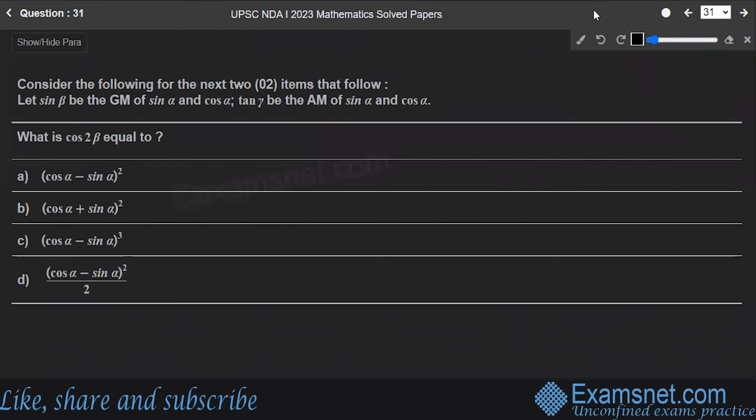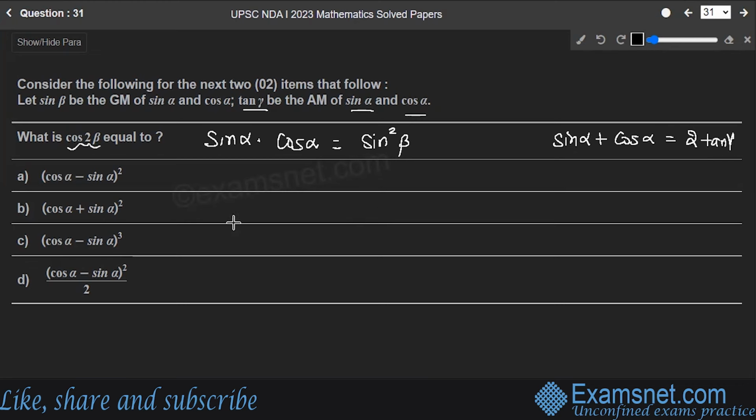Number 31. It says consider the following para for the next 2 questions. Next 31 and 32 questions will be based on this statement, which says let sine beta be the GM of sine alpha and cos alpha. If this is a GM, then sine alpha into cos alpha is equal to sine square beta. Second, tan gamma is the AM of sine alpha and cos alpha. So sine alpha plus cos alpha upon 2 is equal to tan gamma. These are the 2 things which are given to us. We have to find out cos 2 beta.